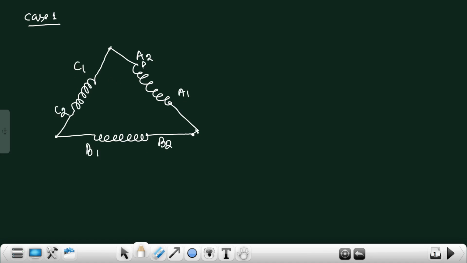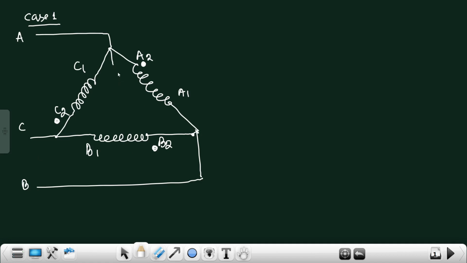And we know that dot is placed at A2, B2, and C2 terminal, and we always take the supply from the A2, B2, and C2 terminal. So this we call A phase of the supply, this B phase of the supply, and this is C phase of the supply. Okay, so we can draw the star equivalent of this HV side delta.